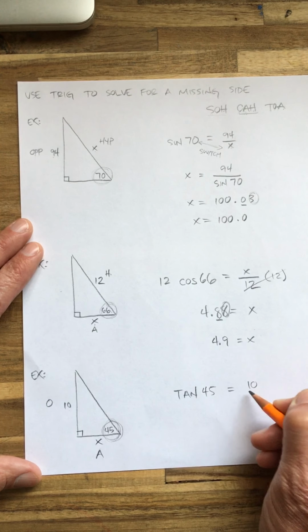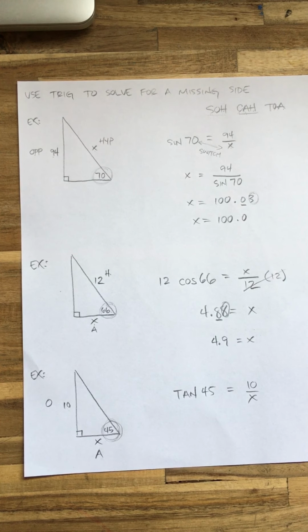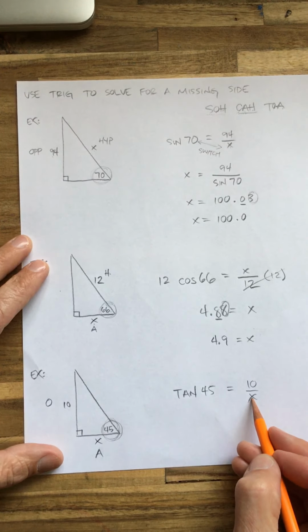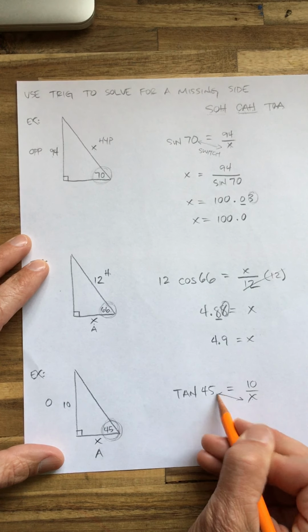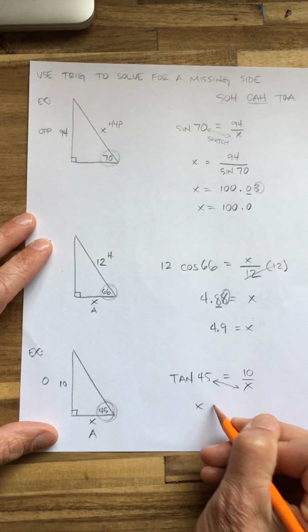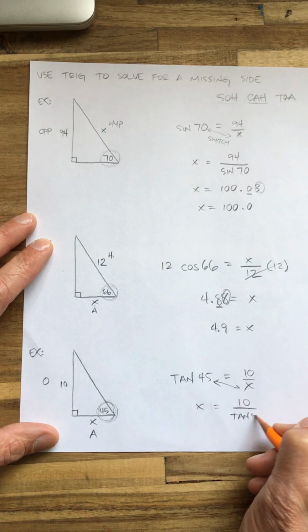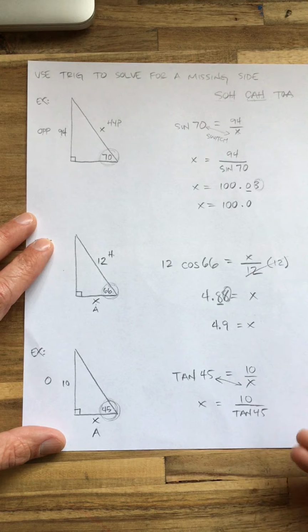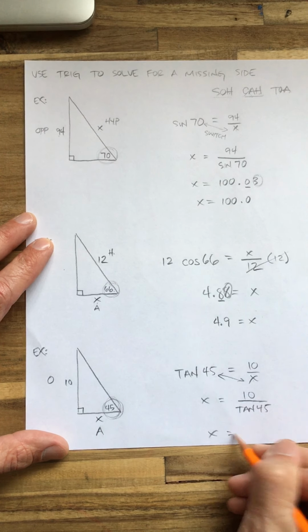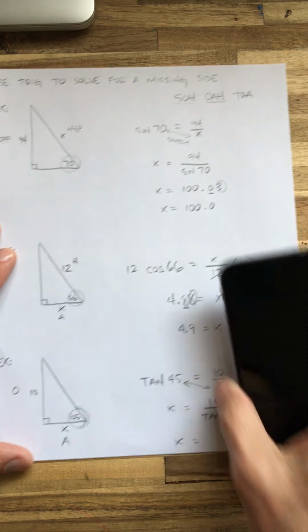So 10 over x. Now remember what to do when the x is down in the denominator? Just switch these two. So now we get x equals 10 divided by tangent of 45.